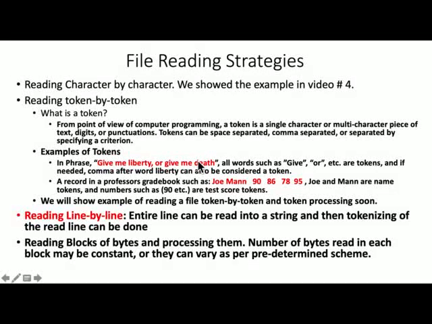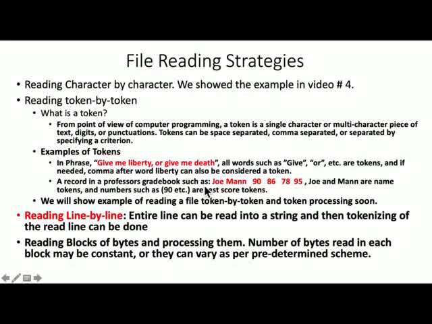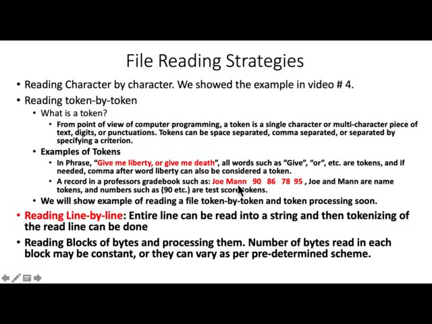Let's consider another example of a token. Let's say a record in a professor's gradebook is such that there is a student, Joe Mann, who got 90, 86, 78, and 95 out of 100 in 4 different tests. So in this one, Joe and Mann are name tokens, and numbers such as 90, 86, 78, 95 are test score tokens.